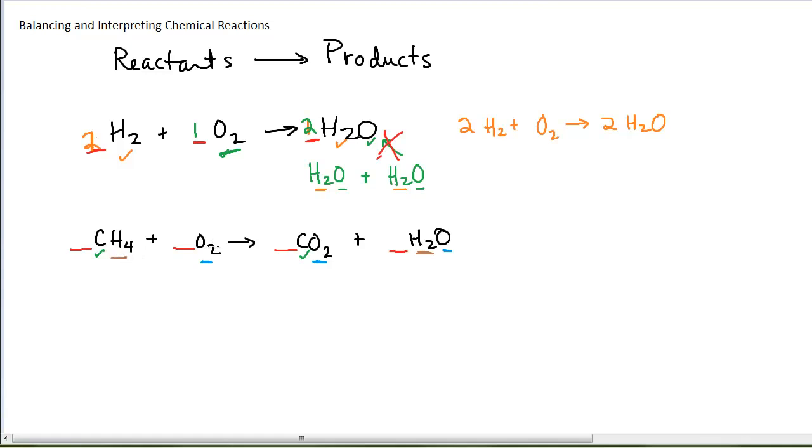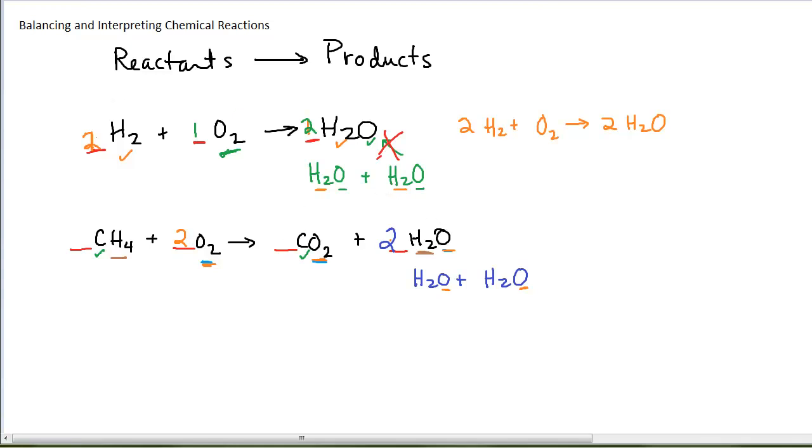So 4 hydrogens on the left. To make 4 hydrogens on the right, I would need 2 H2Os. Again, that's like an H2O plus an H2O, so do you see my 4 hydrogens? Carbons are still balanced. I've now balanced the hydrogens. Let's balance the oxygens. I have 2 oxygens on the left, and on the right I have these 2 plus another 2. 2 waters give me 2 more oxygens. That's 4 oxygens, and so the 2 right here will then balance this reaction.